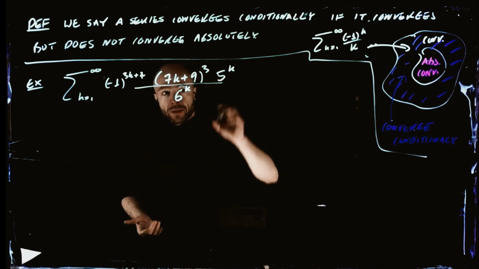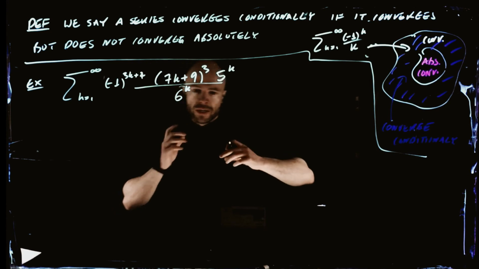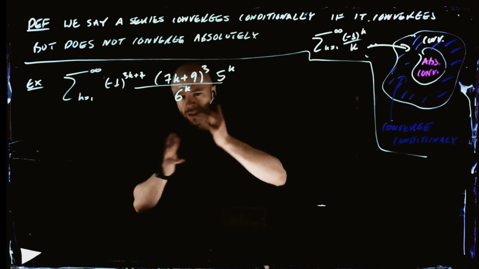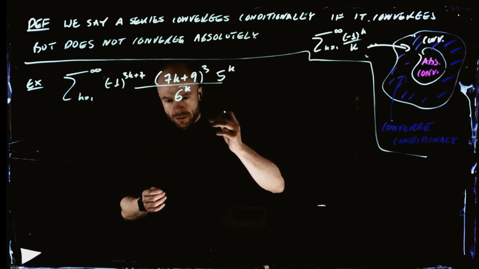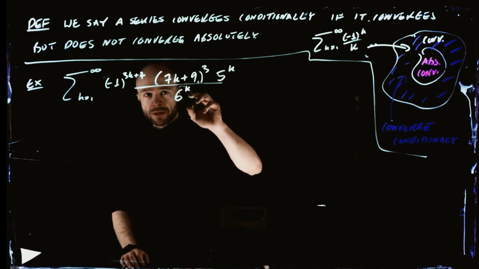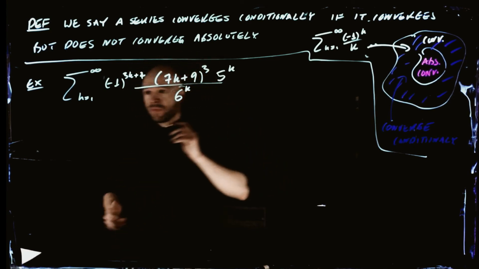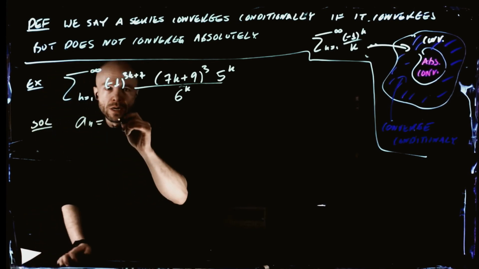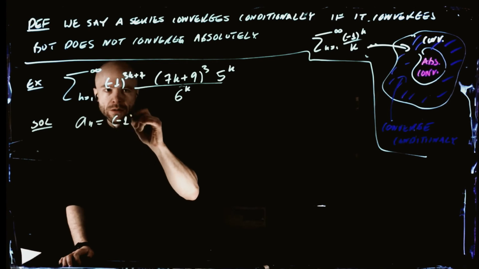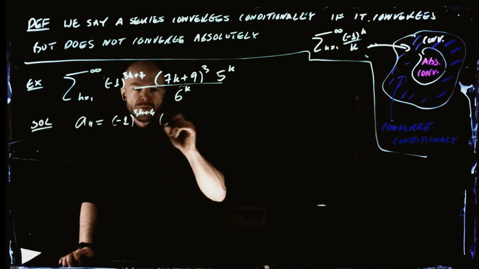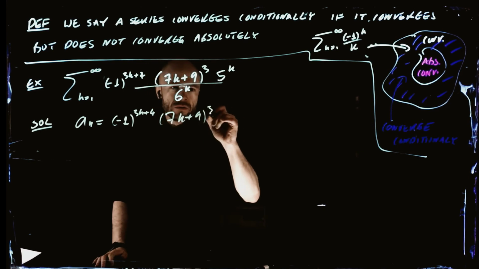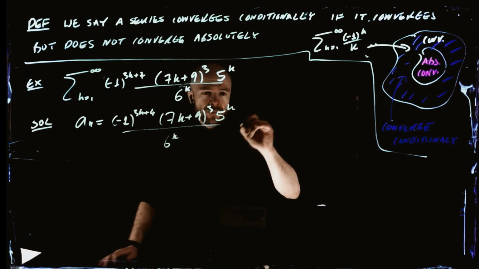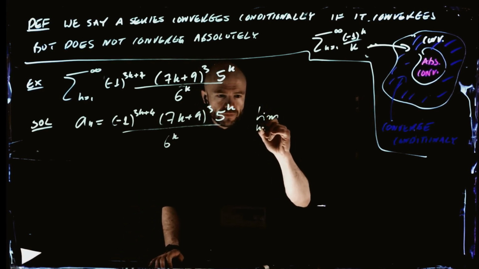It's rather easy to detect because we're just trying to extract the stuff that is most significantly growing or decaying, which basically means detecting the stuff that is exponential. So this is the important term, and these other polynomial things are not important. So this looks like a good candidate for the ratio test. Let's try its solution. We're going to let a_k be these terms: minus 1 to the 3k plus 4, 7k plus 9 to the 3, 5 to the k over 6 to the k. Take the absolute value of the limit.